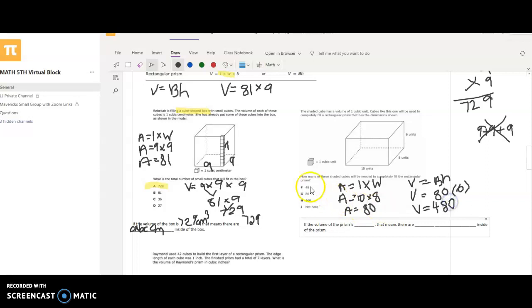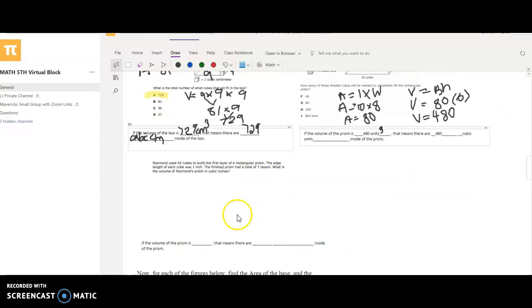And look how tricky they are. They don't have that as an answer choice. So this particular answer is J, not here. But let's fill out our sentence stem. If the volume of the base is 480 units cubed, and since we don't know the measurement, they just said units, we could say units cubed. That means that there are 480 what? What's inside of it? 480 what? Well, cubic units inside of the prism. Not unites, units.